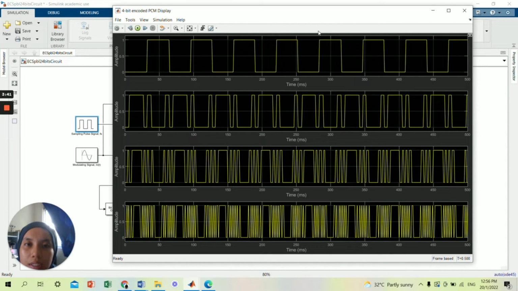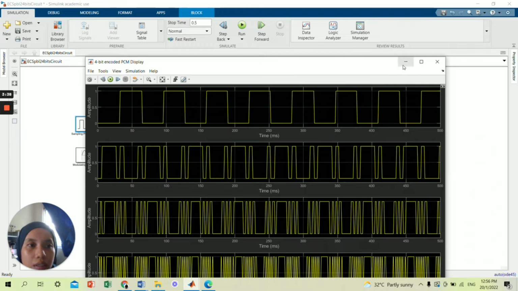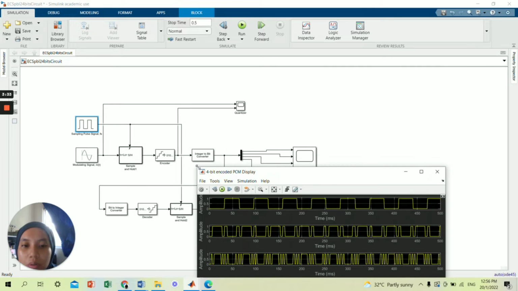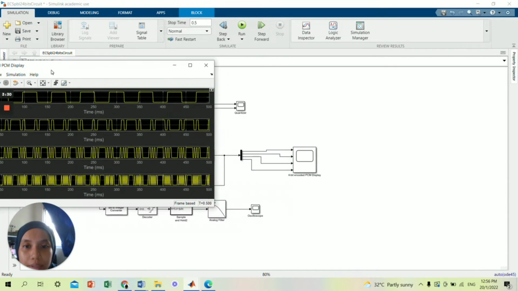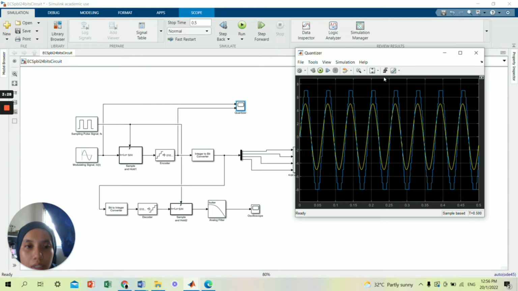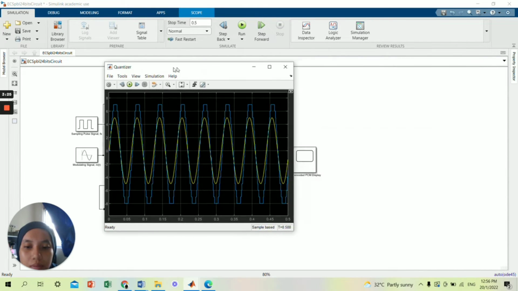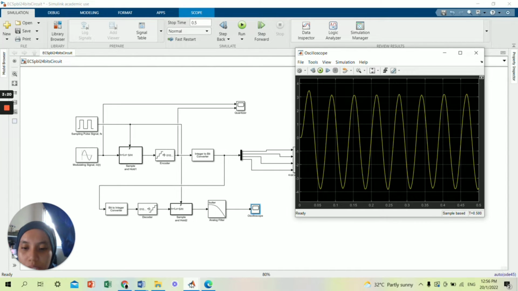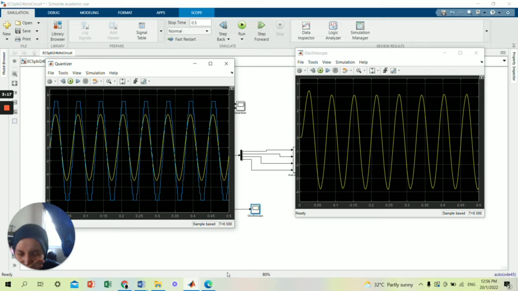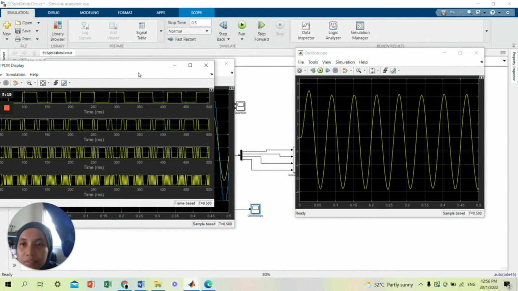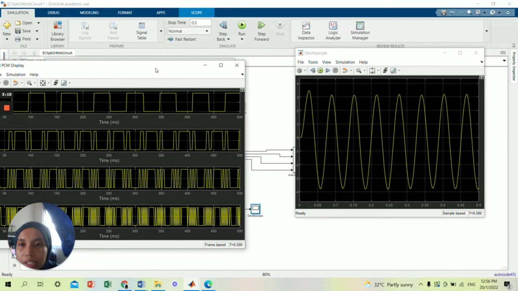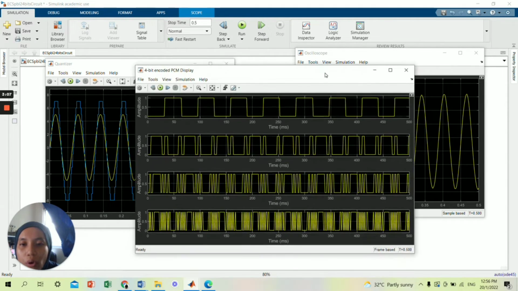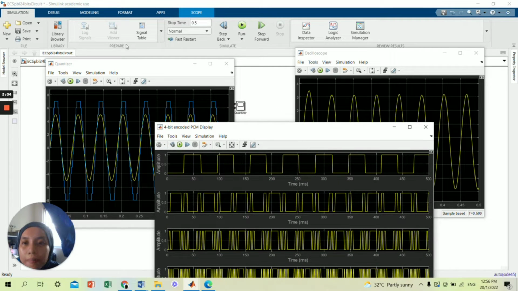As you can see here, this is the result. For the quantizer, I got this, and for the oscilloscope, I got this. So basically we have 3 types of graph. Okay, so this is for 4-bit for part B.